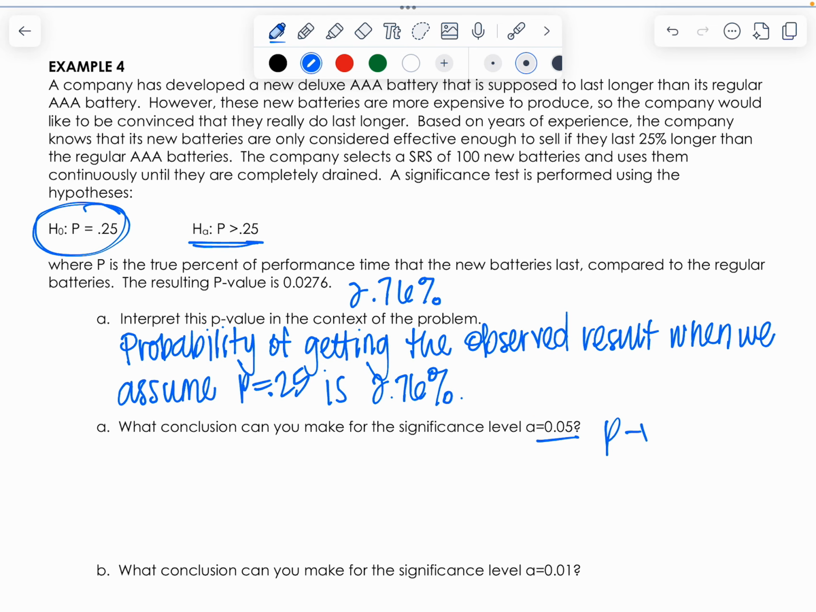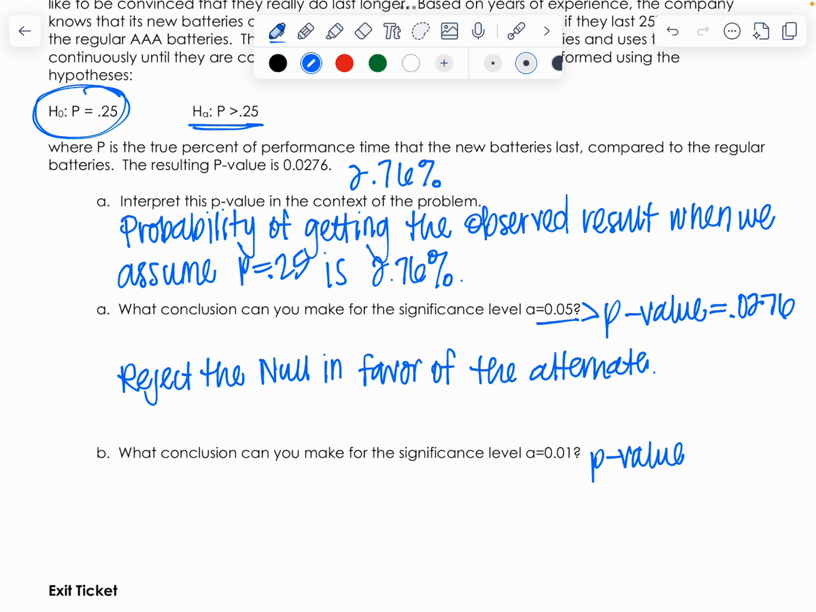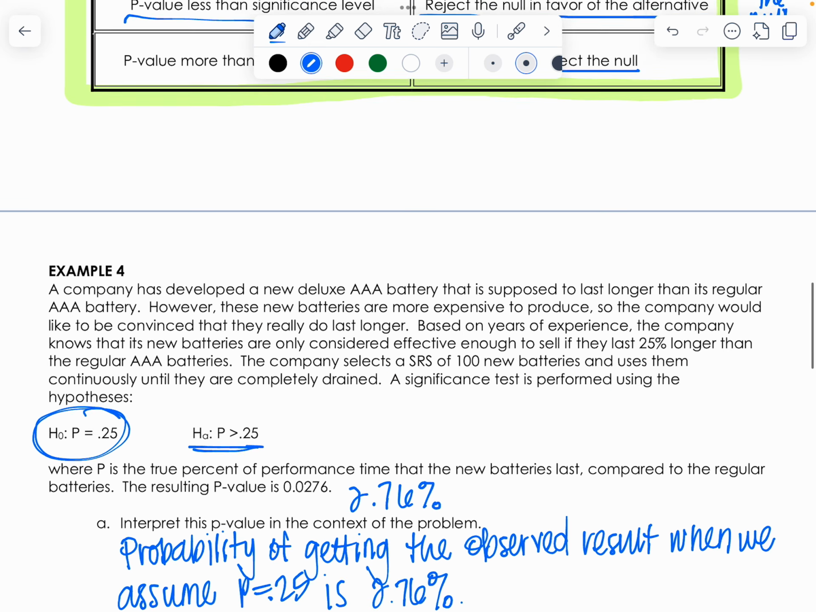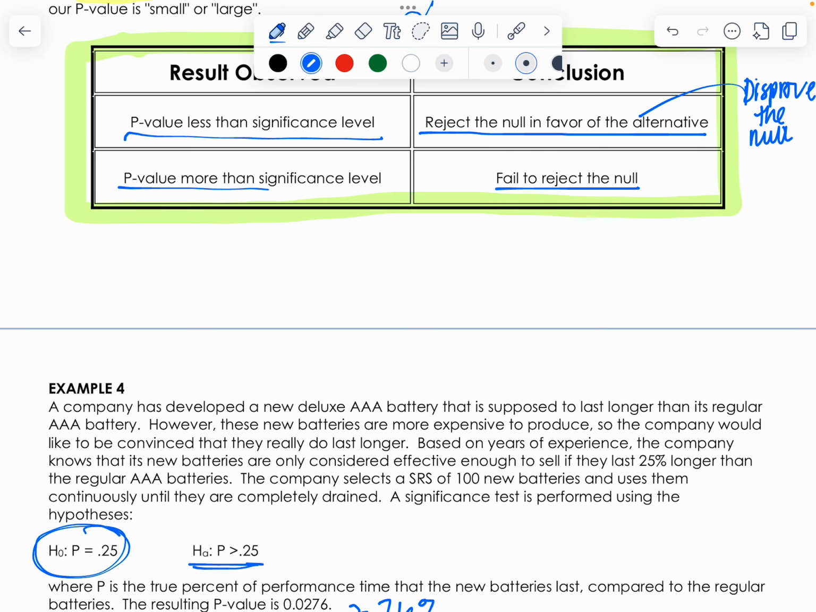All right. Now let's say that significance level was only 0.01 and our p-value is still 0.0276. Well, now the p-value is greater than that. So the p-value is more than the significance level. So here we would fail to reject the null.